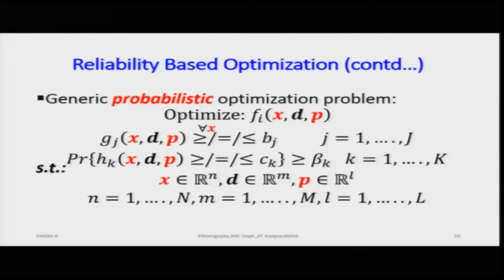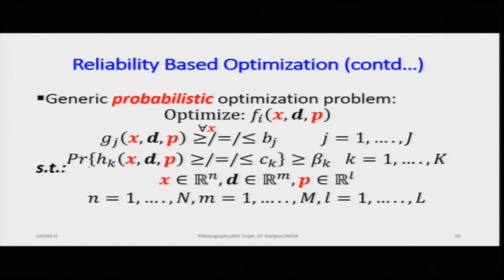So, the optimization problem remains the same. You optimize f(i)s, I is equal to 1 to capital I, for a function which is a function of x, d and p. X is the decision variable, p is the parameter, d is the deterministic set of parameters. The first set of constraints, capital J in number, are all deterministic, and again the function values are x, d and p.